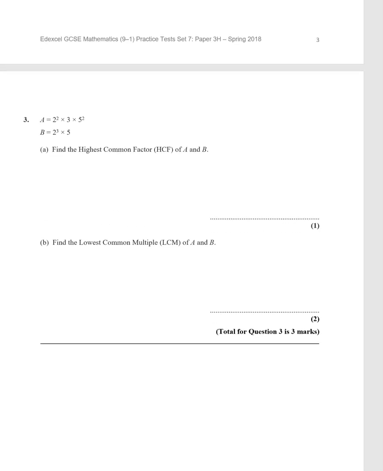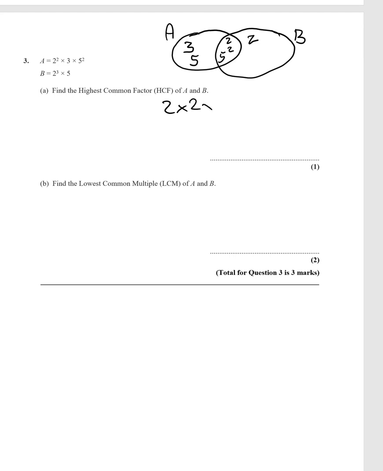Right, question 3. Find the highest common factor of A and B. Right, we're given these as products of primes, so I would be tempted just to draw out a Venn diagram. So that's A, that's B. The overlap, well, we've got 2 2's, because we've got a 2 squared and a 2 cubed, so actually we need a 2 there as well. There's only a 3 for A, and then a 5 appears in both, but there's also a 5 in there. So the highest common factor comes from this bit here. So 2 times 2 times 5, which is 20.